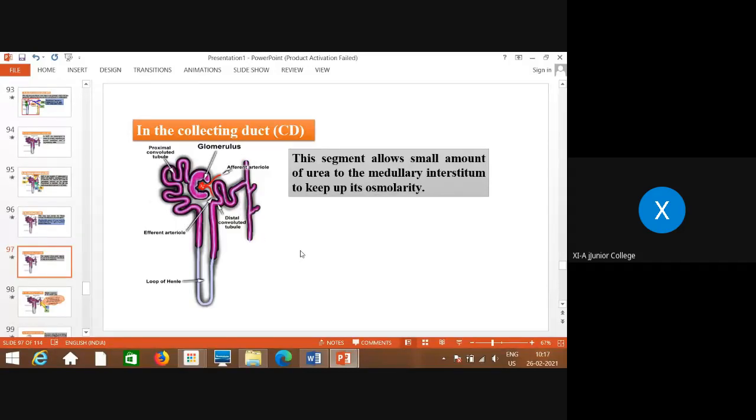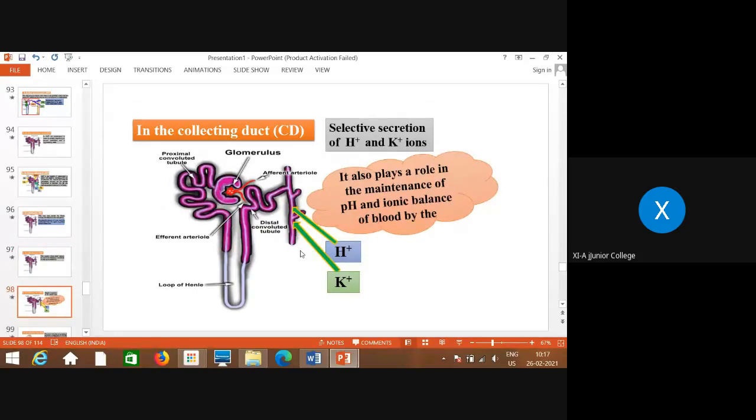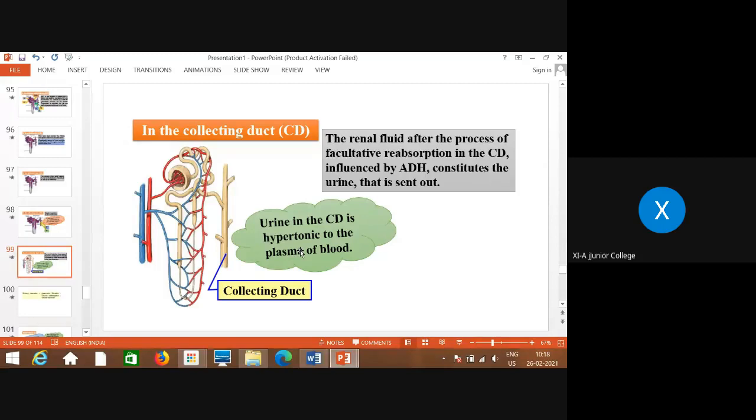So that secretion and reabsorption, as and when required, takes place in this CD region, that is, the collecting duct region, and that helps in maintaining the pH, because the urine is highly alkaline. But because of this selective secretion of H+ and K+ ions, it maintains the ionic balance of the blood and also the pH. This is very important, and that is controlled by ADH, so remember that the urine in the CD is hypertonic to the plasma of blood. This DCT region is highly coiled and covered by the peritubular blood vessels, and this is the collecting duct.